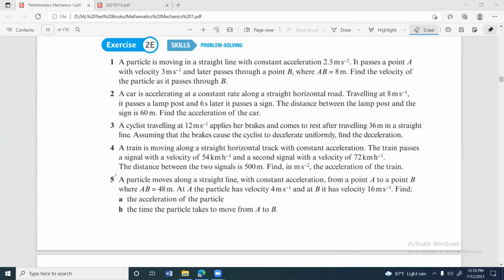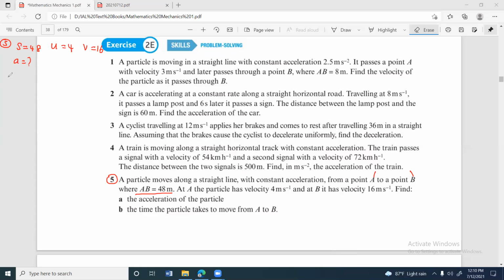Then let's come to question number 5. A particle moves along a straight line with constant acceleration from point A to point B, where AB is 48, so you can write s equals 48. At A, the particle has a velocity of 4, so u is 4, and at B the velocity is 16, so v equals 16. Find the acceleration, so you can find a.